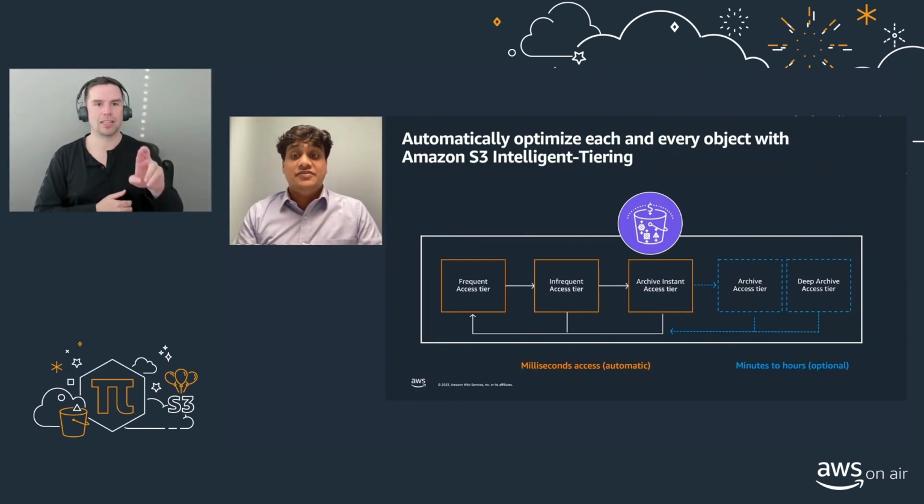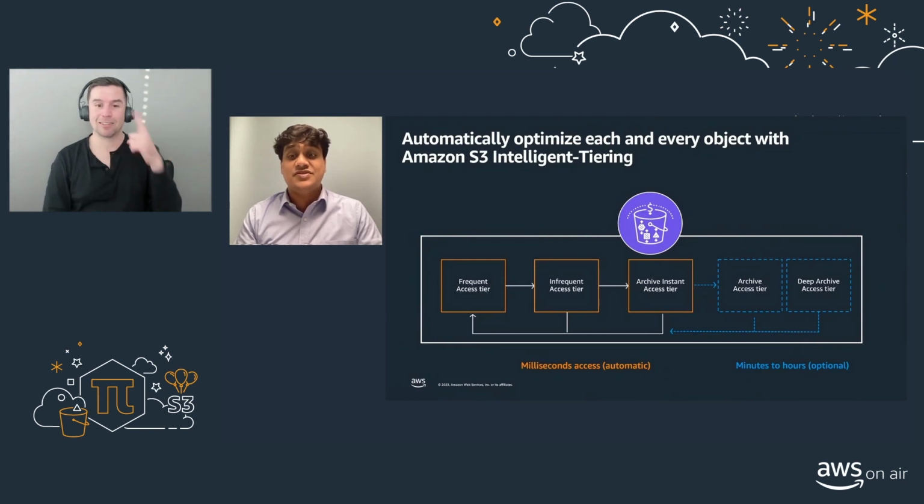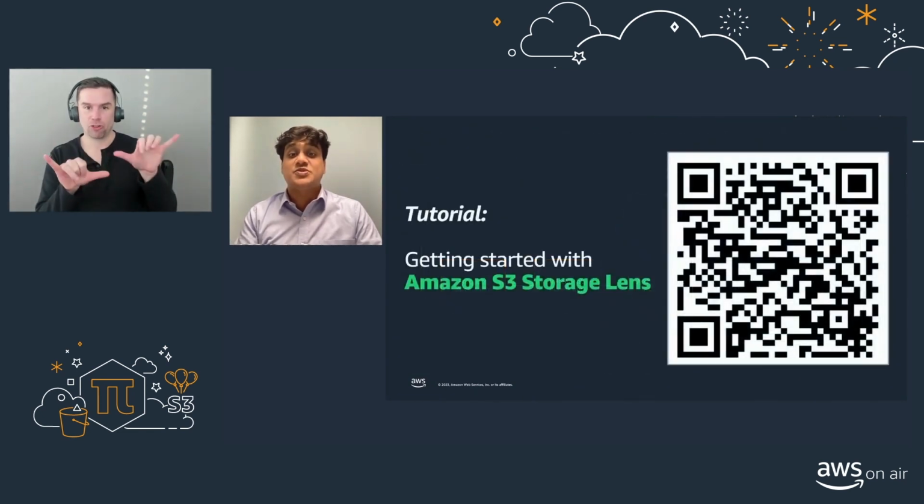To show you how powerful S3 Intelligent-Tiering can be in optimizing your storage costs, since the launch of S3 Intelligent-Tiering in 2018, customers have saved $1 billion from adopting Intelligent-Tiering when compared to S3 Standard, and these savings continue to accumulate for our customers.